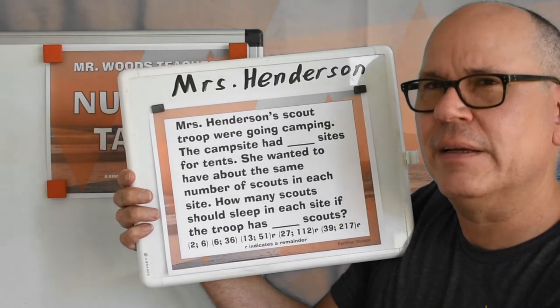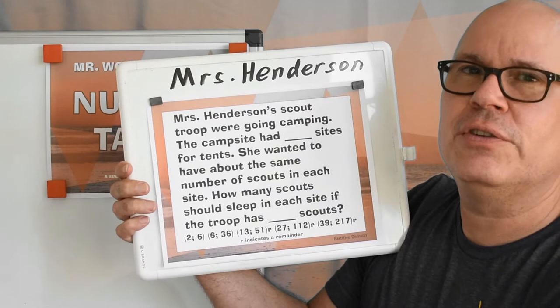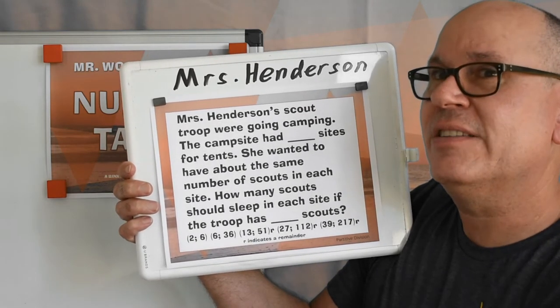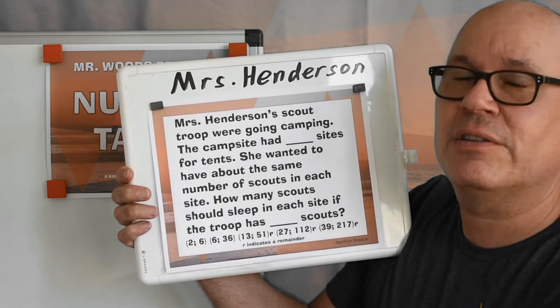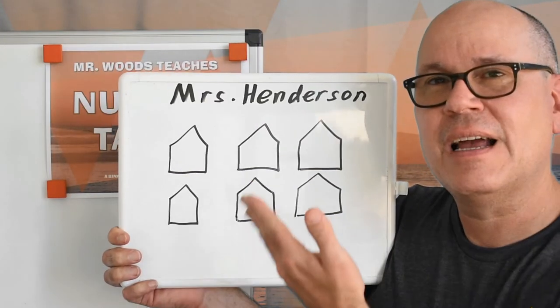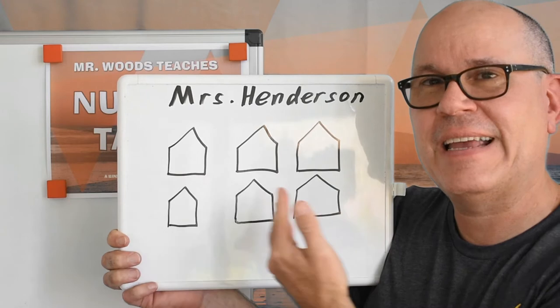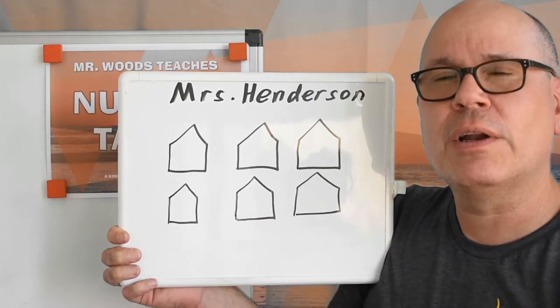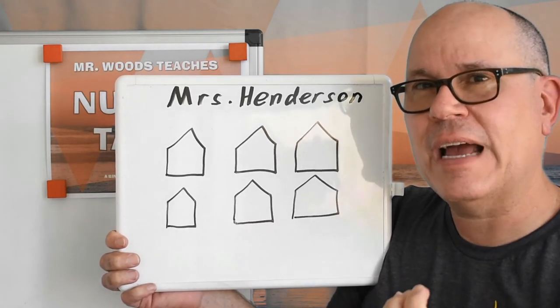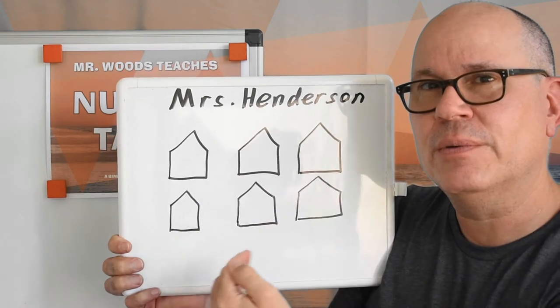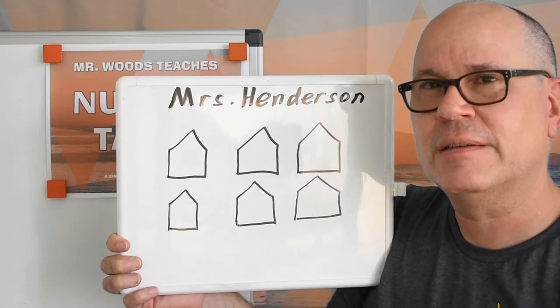What do you think? What strategies should you use? Number sentences, pictures, tally marks? Let's see your work. I'll show you. Okay, friends. As you can see, I have six campsites. What I want to do is take those 36 scouts and disperse them through the six campsites.